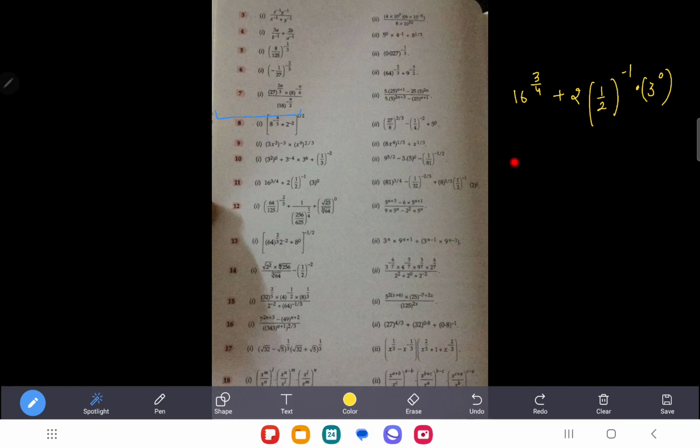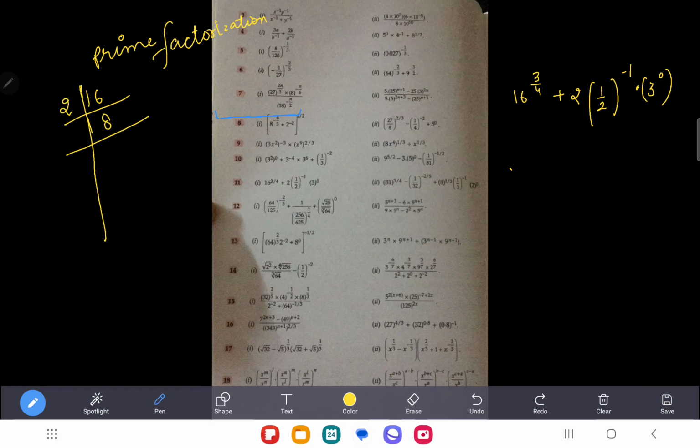So what is 16? 16 is 4 cubed? No. Do you remember last time I taught you this called prime factorization? You think of the smallest number which can divide 16. Tell me. It's going to be 2 times 8. 2 to the power 4.